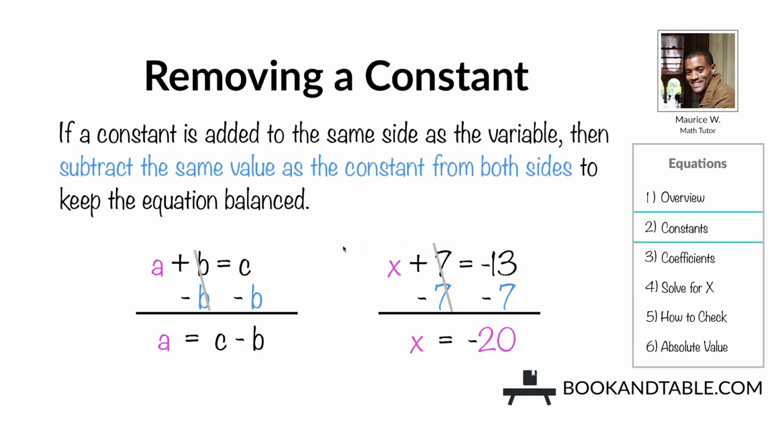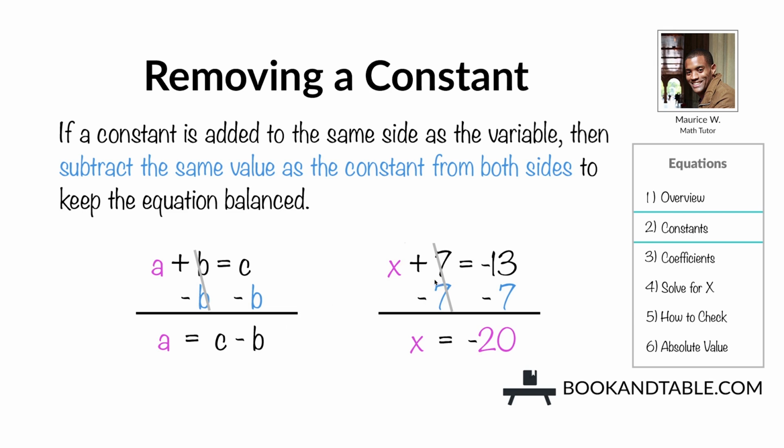Now let's discuss constants. Removing a constant specifically. If a constant is added to the same side as the variable, then subtract the same value as the constant from both sides to keep the equation balanced. So in this first example, a plus b is equal to c. If we want to solve for a, since we're adding b, we subtract b from both sides to negate the b's, leaving us with just a on the left side, and that's equal to c minus b.